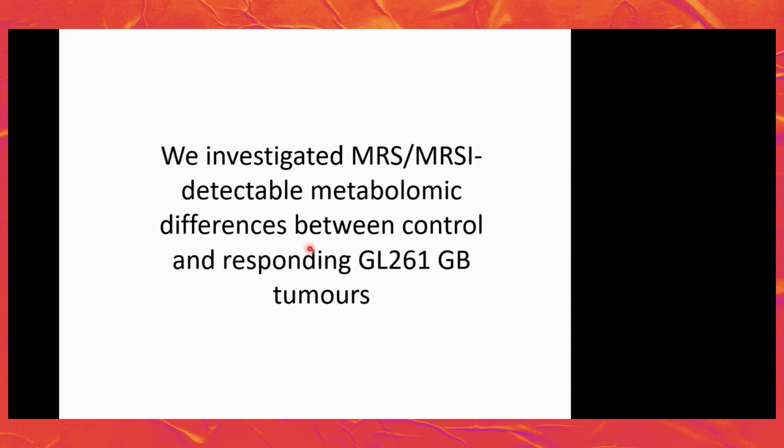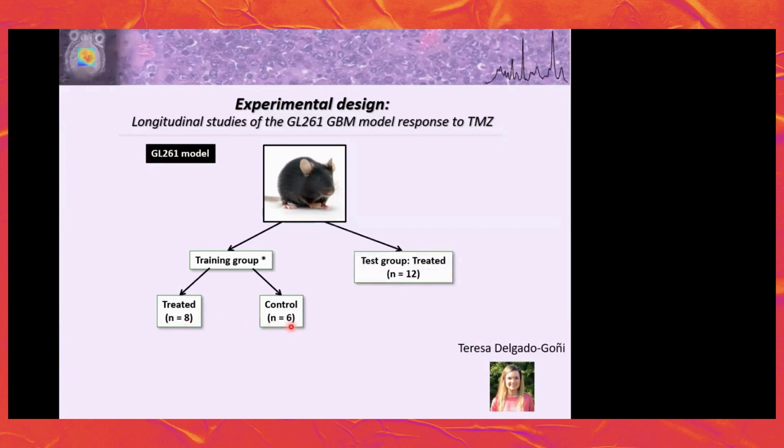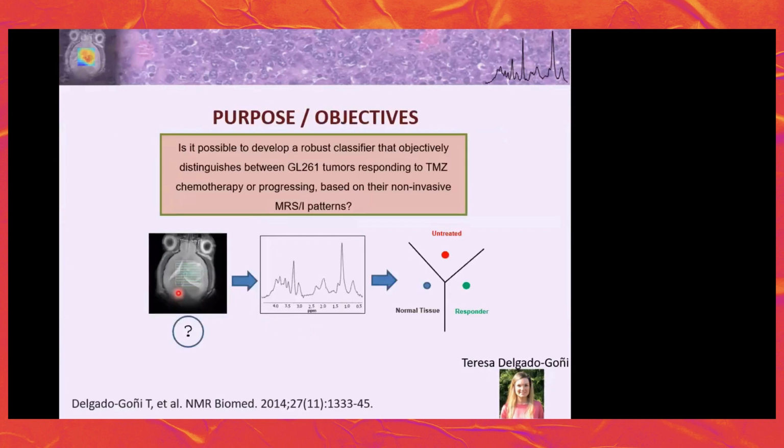And for this, we investigated metabolomic differences in the pattern between control and responding GL261 GB tumors. This was again the work by Teresa Delgado Goñi with a cohort of mice, a training group with treated and control animals, a test group to evaluate the developed biomarkers, an independent test group, and the idea was to use single and multivoxel, and this is essentially shown for multivoxel, acquire patterns, and then process those patterns to develop a classifier that would recognize and color code normal tissue from untreated control tumors from responding tumors.